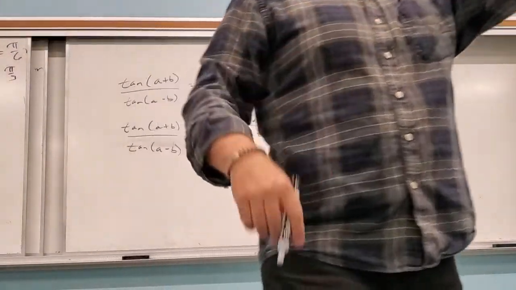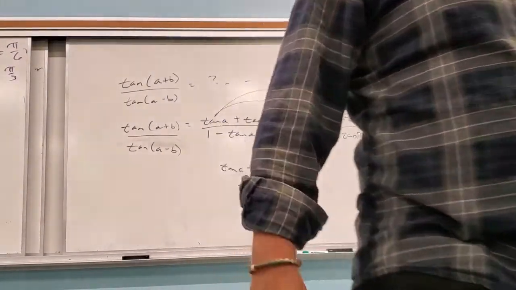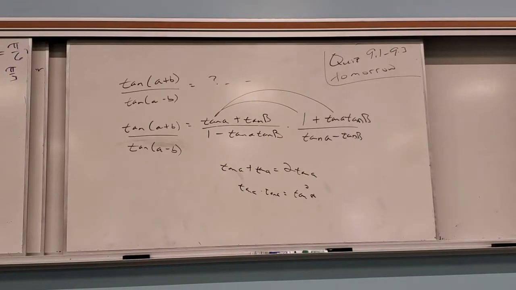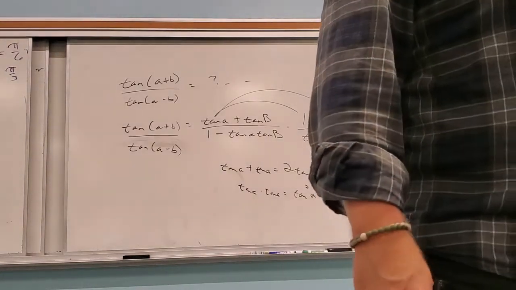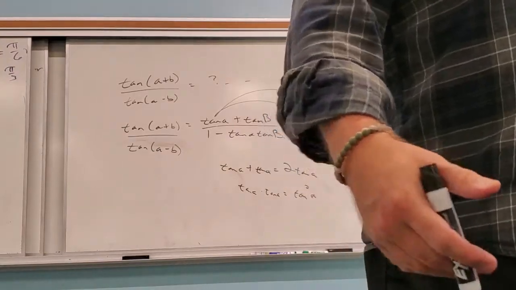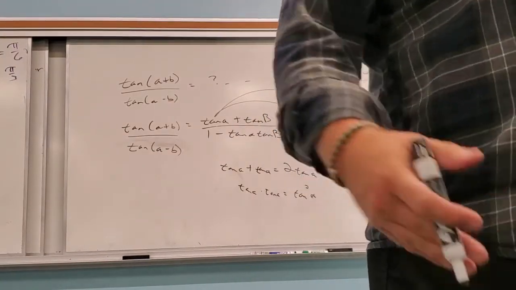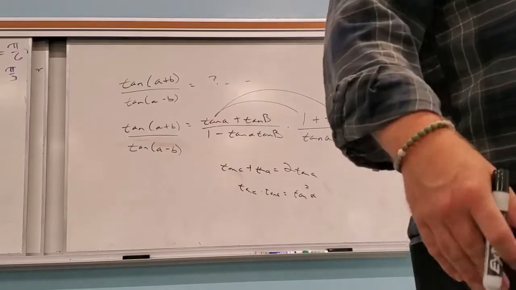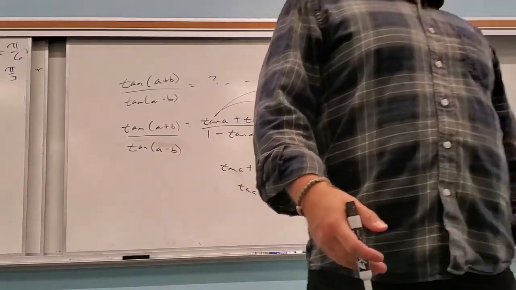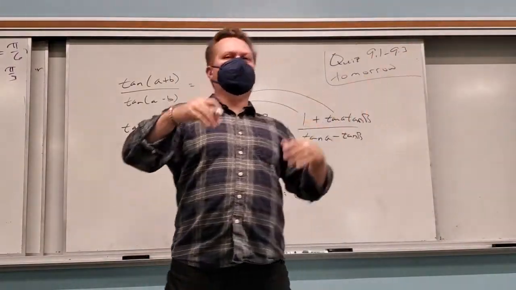Yes? How do you multiply tan A and tan B? Sorry? How do you multiply tan A and tan B? How do I know to multiply? Oh, you can't, all right? It's like saying, how do you multiply x and y? It's x times y. How do you multiply tan A and tan B? It's tan A times tan B.